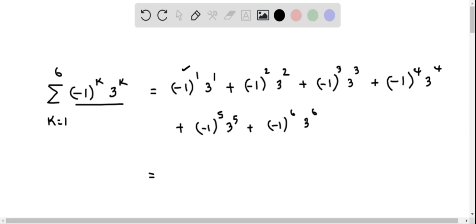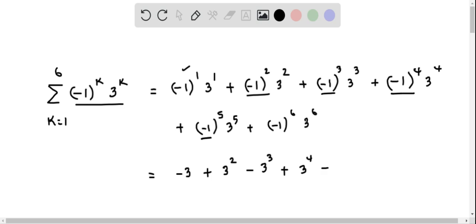Negative 1 raised to the power of 1 is negative 1, and times 3 we can write this as negative 3. And the next one, we have negative 1 squared is positive 1, so we can write this as 3 squared. And then the next term, negative 1 cubed is basically negative 1, so negative of 3 cubed. And then we have negative 1 raised to the power of 4, which is positive 1, and positive 1 times 3 power 4, we write this as 3 power 4.